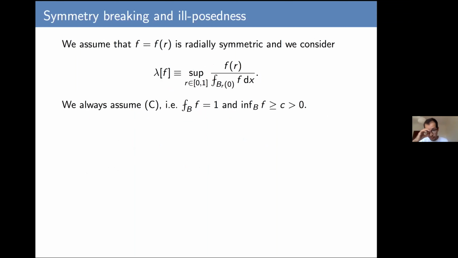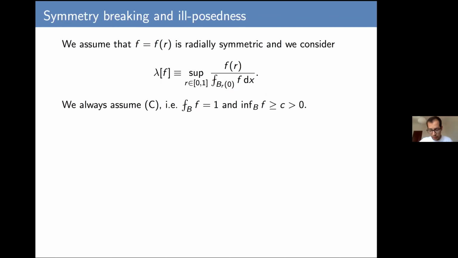So this is our theorem. This quantity, I call it lambda, and it looks a bit funny. Lambda is the supremum over radii of f of r over the averaged integral of f over the ball of radius r. And here I'm always going to assume, as at the start, that f satisfies this condition C, so it's normalized and it is uniformly positive. In particular, the denominator is not posing any problems. Lambda is not blowing up because of the denominator for sure, because f is bounded away from 0 uniformly.